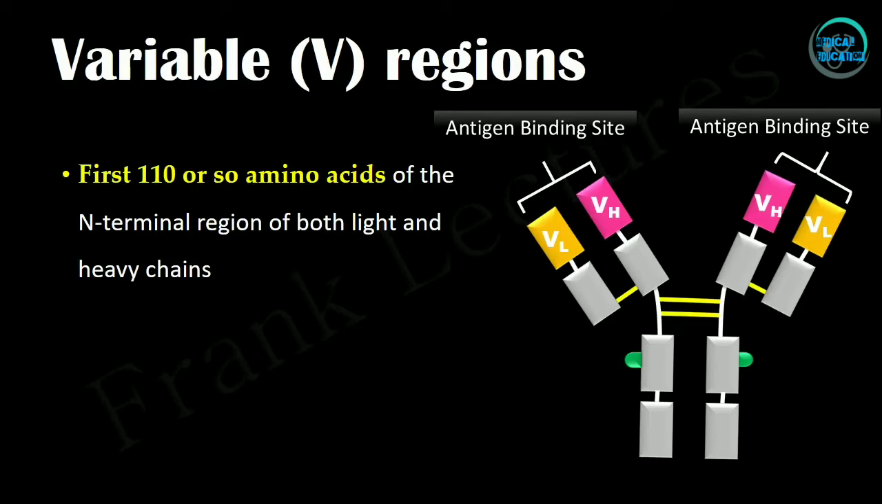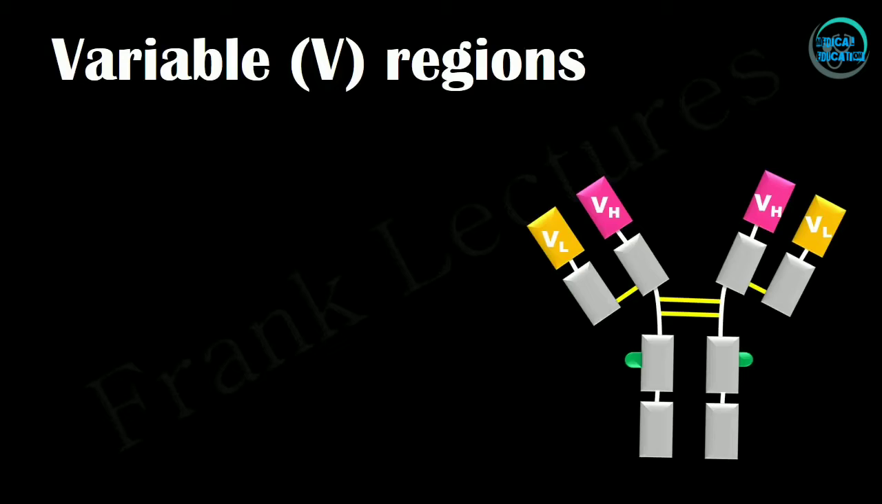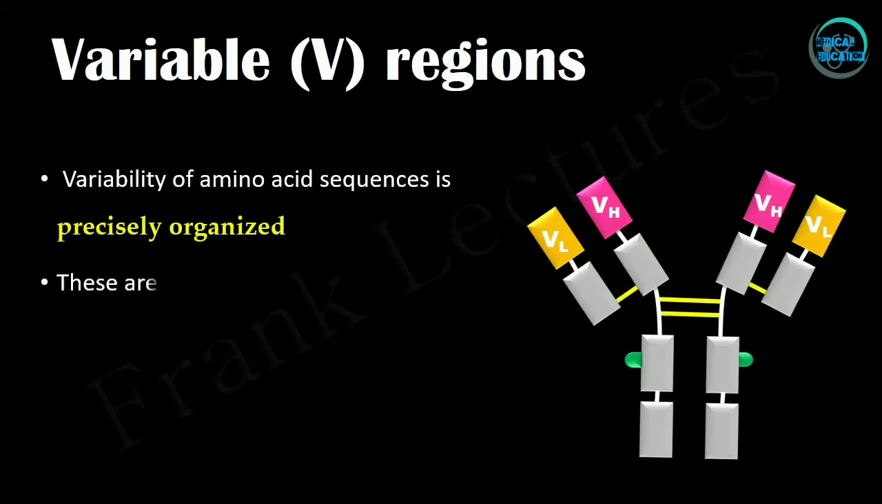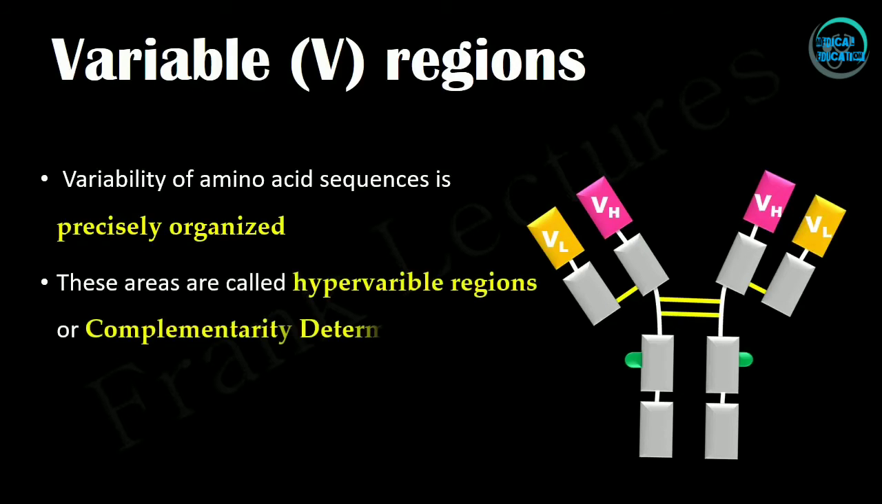So, there are 2 antigen binding sites in a core antibody molecule. Further, the variability of amino acid sequences in these regions is localized within certain areas. Since these areas consist of variable amino acid sequences, these areas are known as hypervariable regions. They are also known as complementarity determining regions, abbreviated as CDRs. This is because these regions together form a structure which is complementary to the shape of specific antigen bound by the antibody.